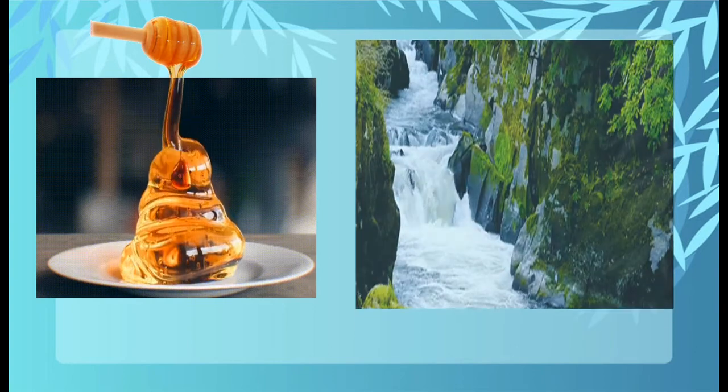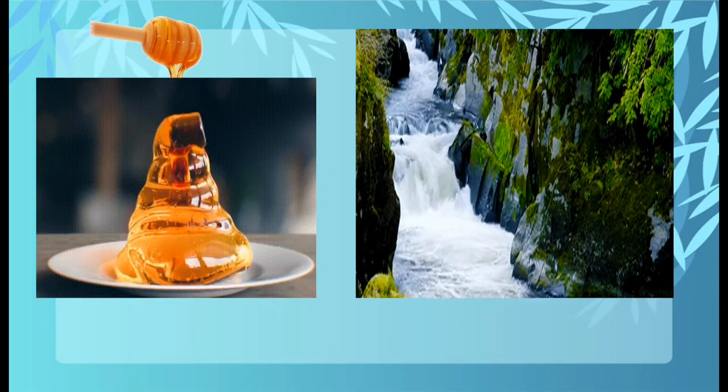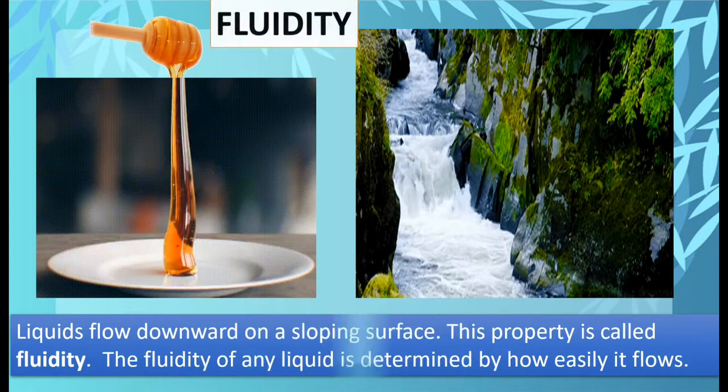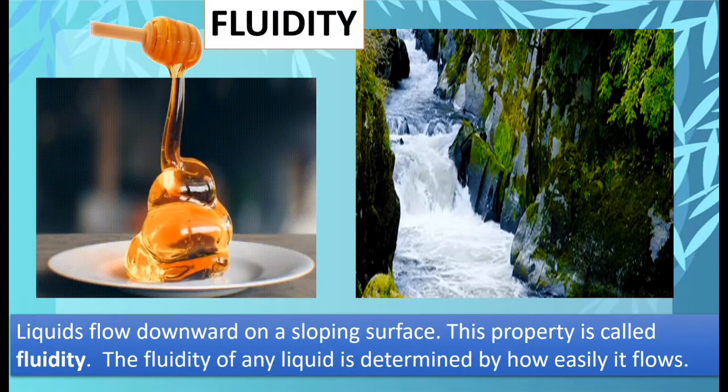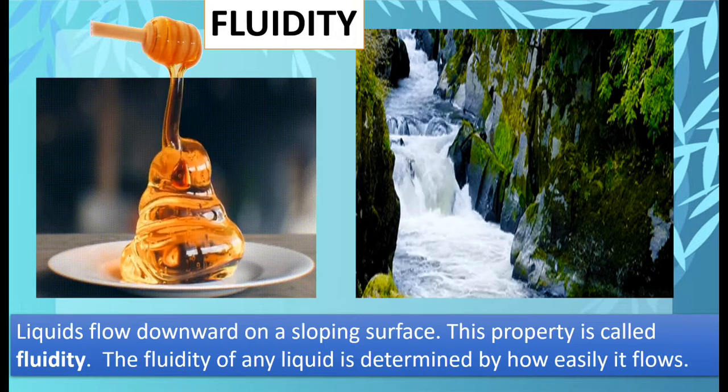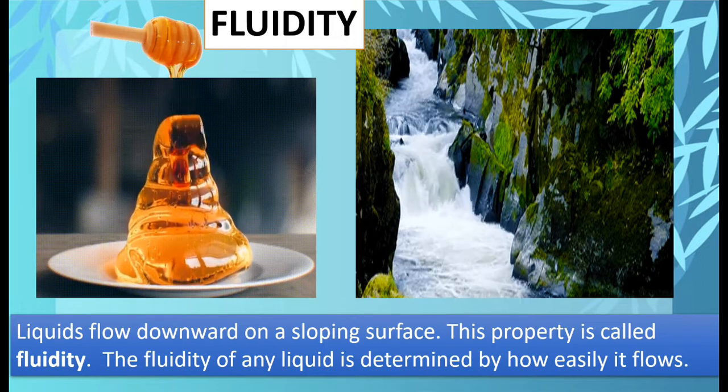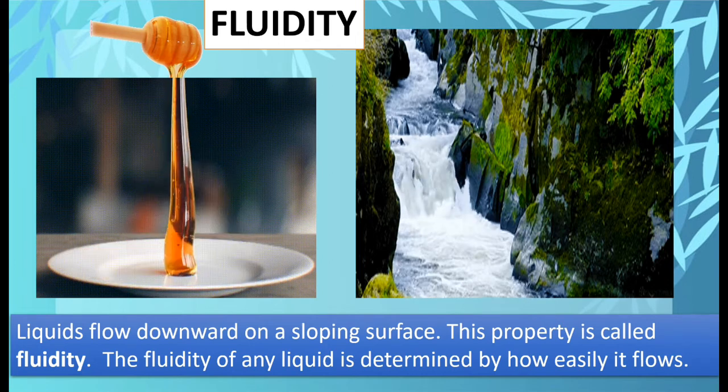Next is, here you can see that the honey is flowing. At the same time you can see water also flows. So the liquid, normally we talk about liquids, flow downward on a sloping surface. This property is called fluidity. The fluidity of any liquid is determined by how easily it flows.